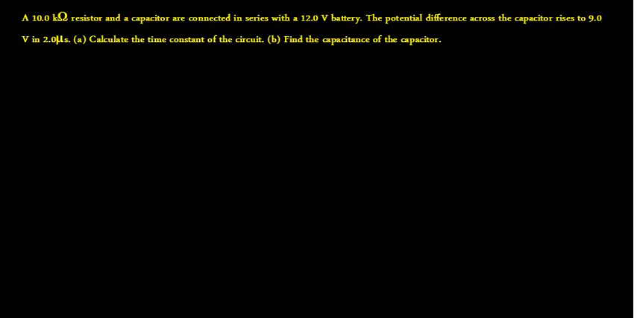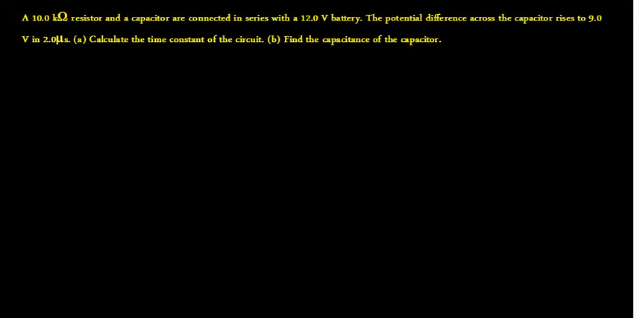Hello everyone. In this example here, we are discussing an RC circuit scenario. I have a 10 kilo ohm resistor and a capacitor connected in series with a 12 volt battery. The potential difference across the capacitor rises to 9 volt in 2 microseconds. So I have a scenario here from the description we have in the question.